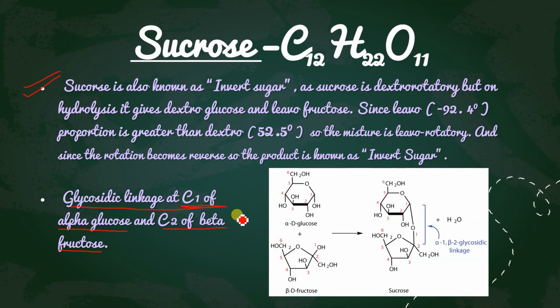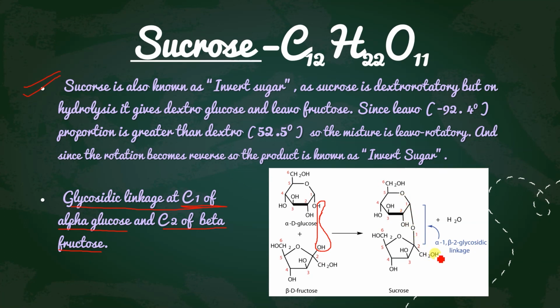If we draw the structure, this is alpha D glucose. The first carbon OH, which is inside, is downside, that's why it is alpha, isn't it? And for beta fructose, the OH group will be upside, like this. So what will happen? H of this and OH of this will come out in the form of water. This oxygen is left over there, and there will be a linkage with this.